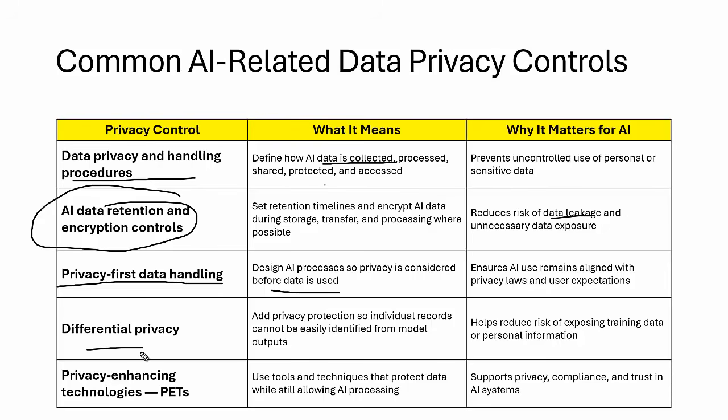Differential privacy, we already discussed: adding privacy protection into individual records so they cannot be easily identified, by adding noise and all that. And we can use other PET technologies to protect data while still allowing AI processing.